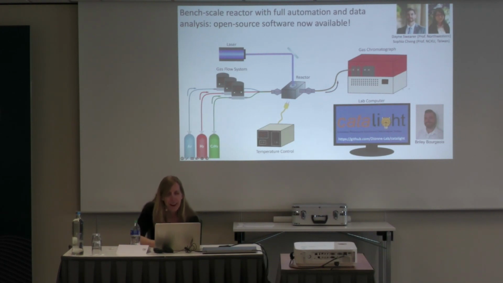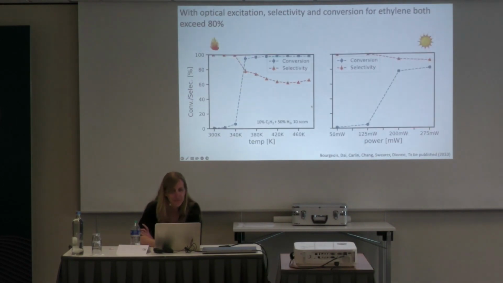And then my student Briley has written this really neat automated software for controlling the photoreactor and also for analyzing the data that's coming out. So if any of you do catalysis and have a setup that looks like this, feel free to go to our GitHub site, github.com/dionelab/catalyte, and hopefully we'll make a lot of your reactions much easier. Now he's streamlined things where he can go and enjoy spring break or a long holiday and be running thousands of reactions.